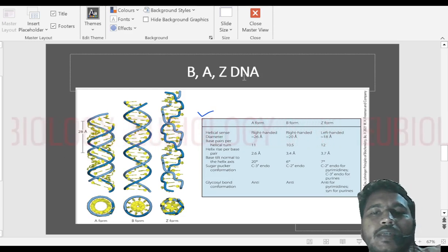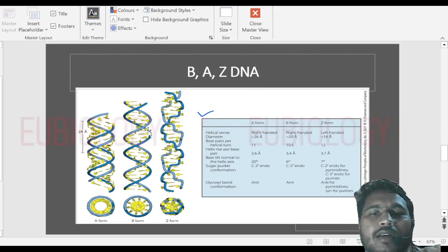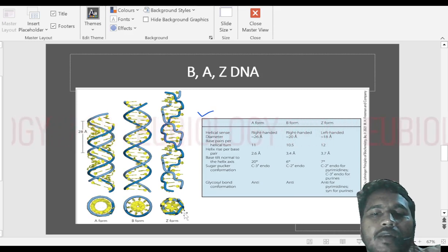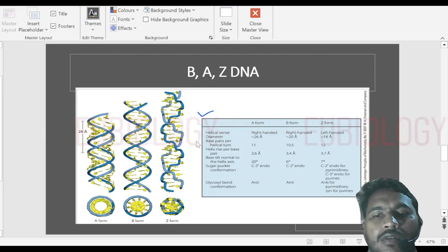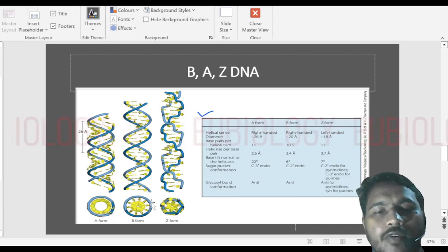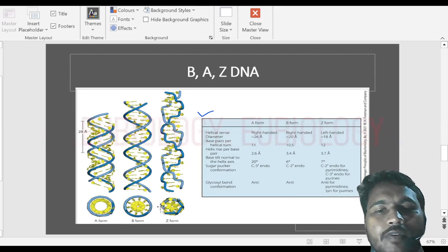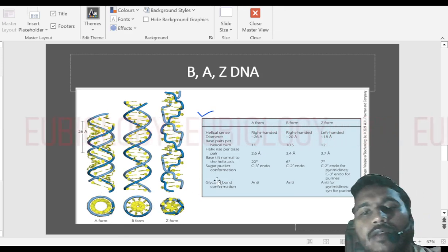These are the B, A, and Z DNA. You can see B DNA is a right-handed helix, and Z DNA is the zigzag form. A form is also right-handed. A form, B form, you can see the structure, and Z form. Z form is a zigzag and left-handed.